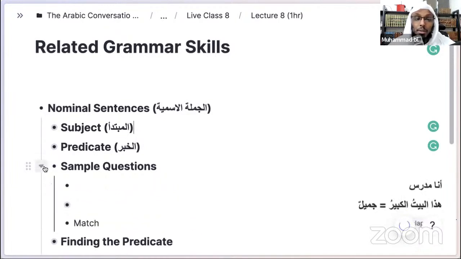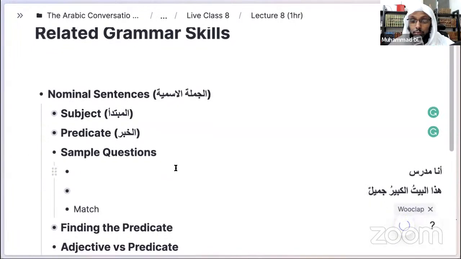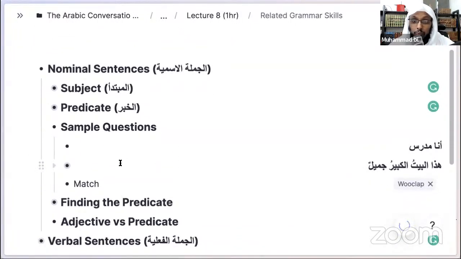All right, let me give you a sample question. So we have أنا مدرس. That's easy, that's what we talked about. Subject, predicate. أنا مدرس. خلاص. انتهينا. But how about this sentence?